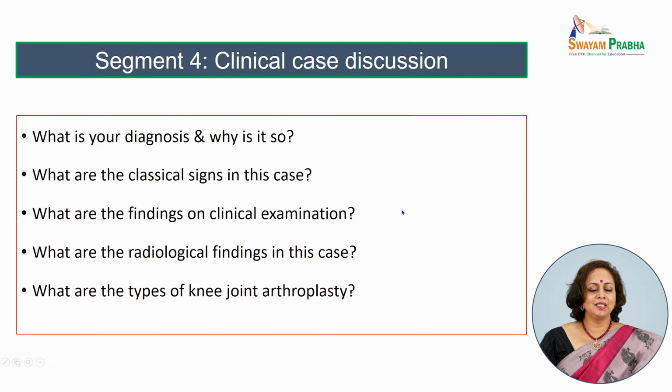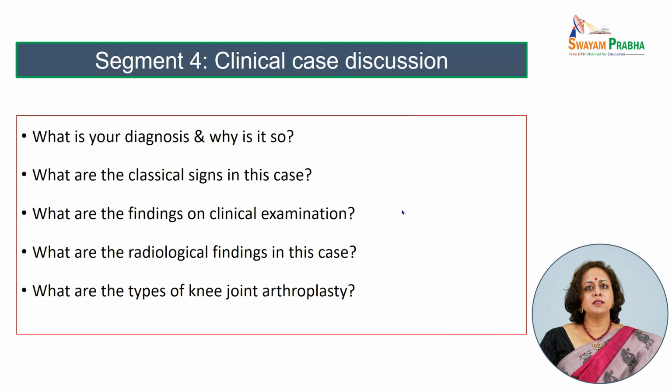Let's come to the clinical case discussion. So our first question, what is your diagnosis and why is it so? So we are making a diagnosis today of osteoarthritis of the knee joint. And why are we making this diagnosis? Because of looking at the classical signs, the patient's history of pain, inability of movement, stiff joints, inflammation, and this progressing over months and even years, ultimately ending up with joint deformity like bowed legs, bowed knees.